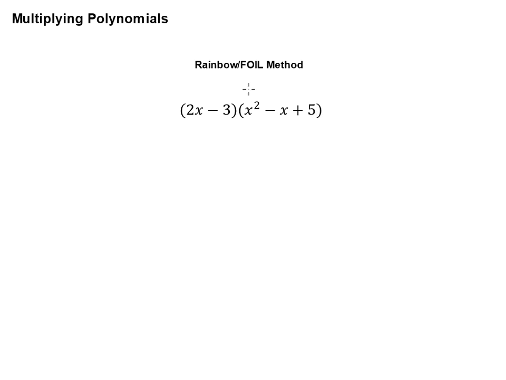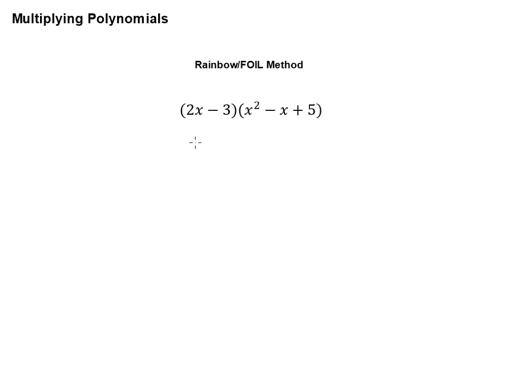So the goal here for all of these methods is each term in this first set of parentheses has to get multiplied to every term over here in this set of parentheses. So the 2x needs to get multiplied to the x squared, the negative x, and the 5. So that's 3 multiplication problems. And the negative 3 also has to get multiplied to the x squared, the negative x, and the positive 5. That's 3 more multiplication problems. So this is 6 multiplication problems in one. That's why trying to make sure you have a way to keep your stuff organized is important.